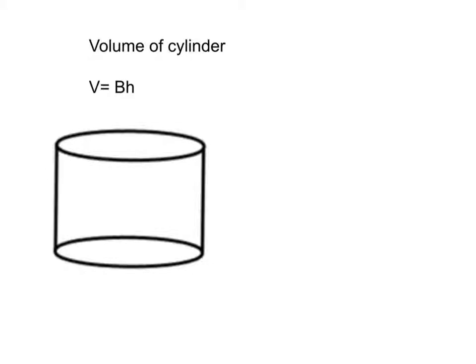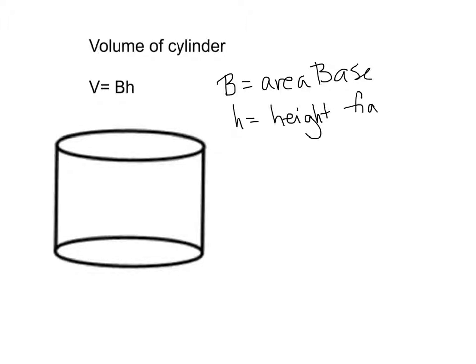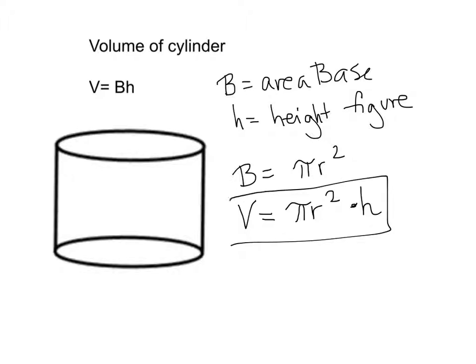Okay, for volume of a cylinder, we're going to do the same concept. So volume is B times H, where B is the area of your base, and then H is the height of the figure. So for this one, if our base is a circle, the area of our base we're going to get by pi r squared. So you can also write the volume formula as the area of the base, pi r squared, times the height, which is h. So this is another common volume formula you'll see for cylinder.